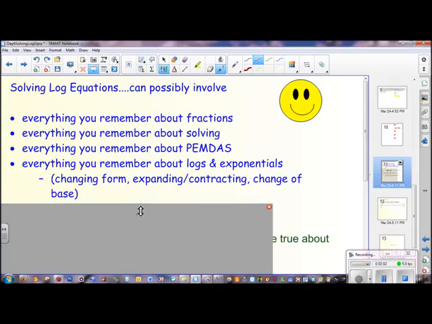And we learned how to change base, so that when you come to the point where you need to get a number out of your calculator, you've got a number base, you've got a number argument, and you need something out of the calculator, you can use a change of base to get there.